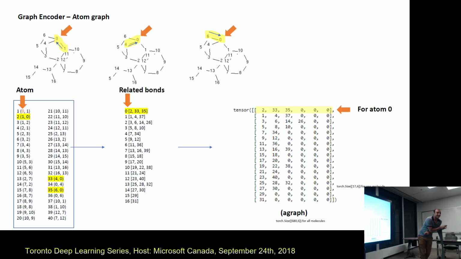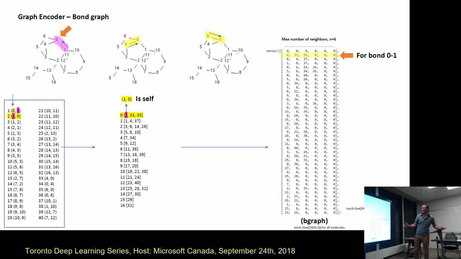I think 2 has that many connections? 2's got 4. Is 12 the maximum number of connections? The maximum number of connections or bonds a carbon can have is 4. Okay, right. And that's why 2, 6, 4. Yeah, I see that now.